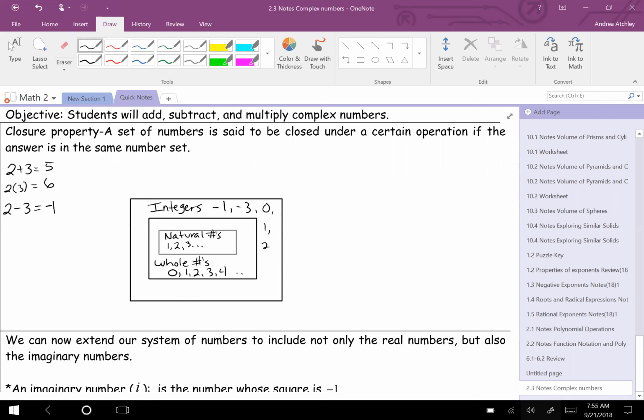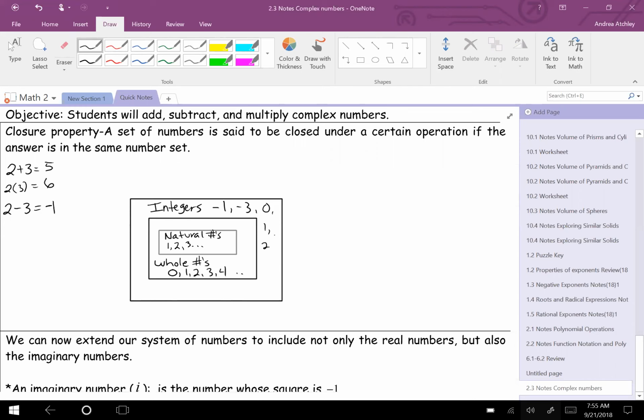Now let's see. We know that integers are closed under adding because 2 plus 3 is 5 and 5 is an integer. 2 times 3 is 6 and 6 is an integer. 2 minus 3 is -1 and -1 is an integer. So integers are closed under adding, subtracting, and multiplying.